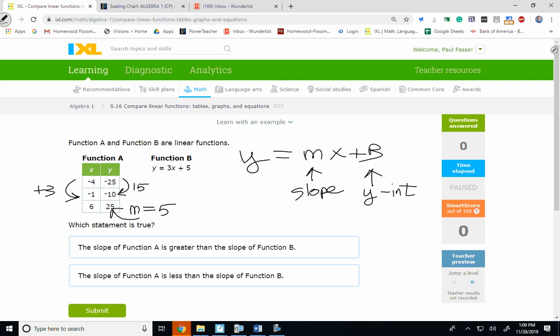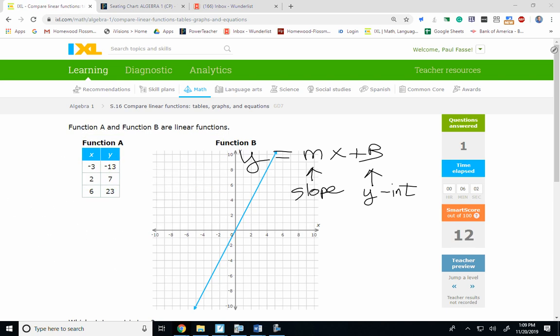You just do the change in y's over the change in x's, and you could do it with any of them. I could have done it with -10 and 25, and I could have done that with -1. I would have gotten the same thing. So the slope of A is 5, and the slope of B, which is right there, is 3. So A has a greater slope than B. Okay.